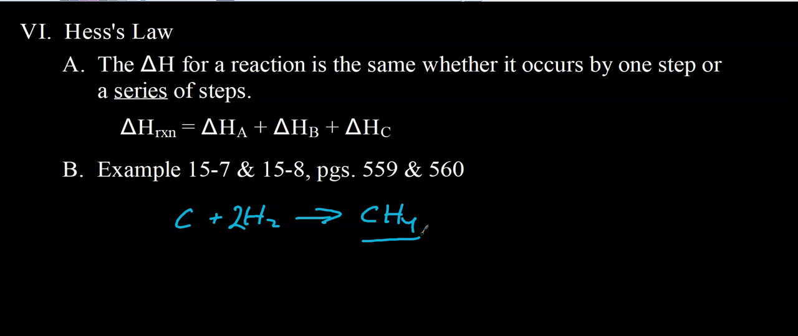So it's a matter of taking these equations that you're given and manipulating them in such a way that you end up with exactly the equation that you're looking for the delta H for. Sometimes that involves multiplying an equation by some coefficient. Whatever you multiply an equation by, make sure to multiply the delta H by the same. Sometimes it involves flipping equations. If you have to flip an equation, make sure to change the sign for delta H.